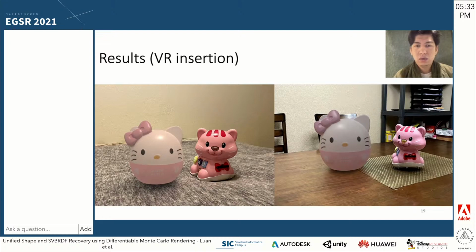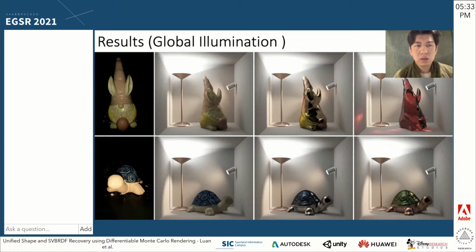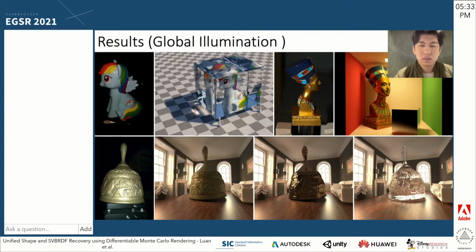And we can also use our model in other global illumination scene setups. For example, in this case, we place our reconstructed model in a virtual box, or do some other editing of the scenes with our models.